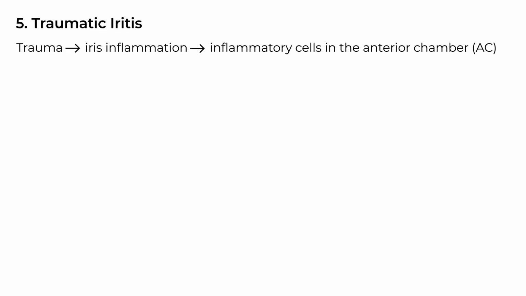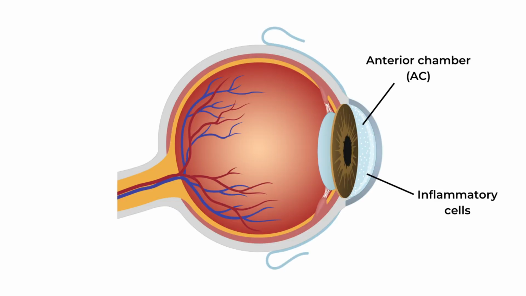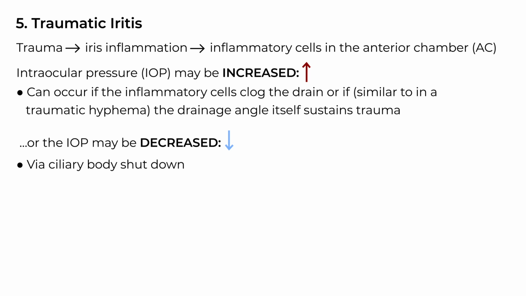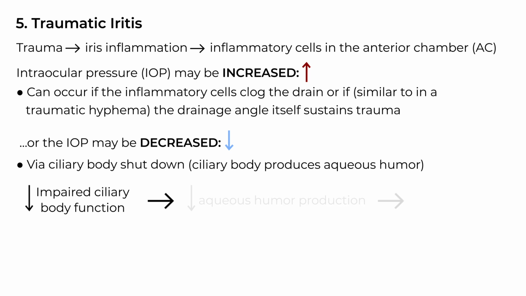A trauma can also lead to iris inflammation called traumatic iritis, and that leads to inflammatory cells in the anterior chamber. So this can lead to an increased intraocular pressure if the inflammatory cells clog the drain, or if, like in a traumatic hyphema, there's trauma to the angle. But keep in mind, iritis, which is a type of uveitis, can also lead to decreased intraocular pressure due to ciliary body shutdown. So the ciliary body produces the aqueous humor, and that can be affected by the trauma or inflammation. So if you have impaired ciliary body function, you have decreased aqueous humor production and decreased intraocular pressure.